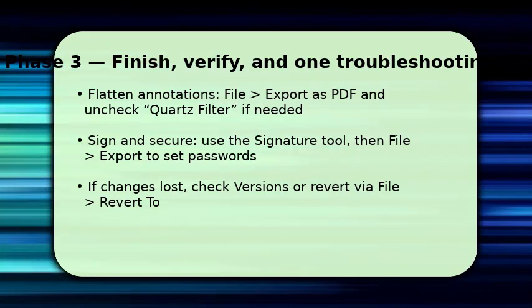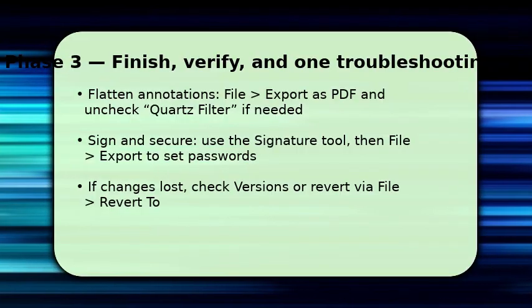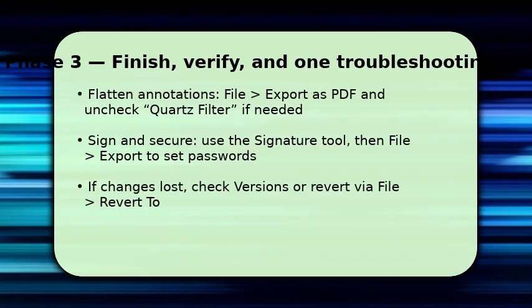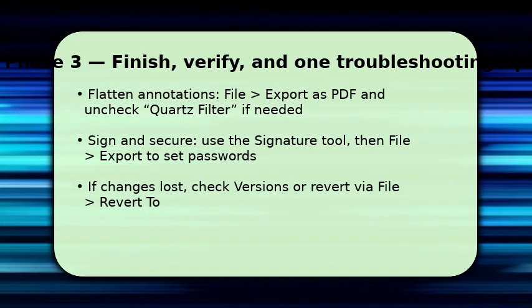If you need signatures, apply the Signature tool, then use File Export to add password protection. If something goes wrong, if changes vanish or the wrong file was modified, check versions via File Revert To or restore the duplicate you created earlier. This simple step recovers lost work quickly.